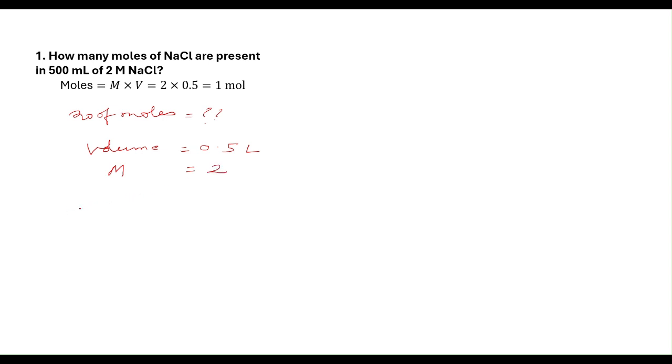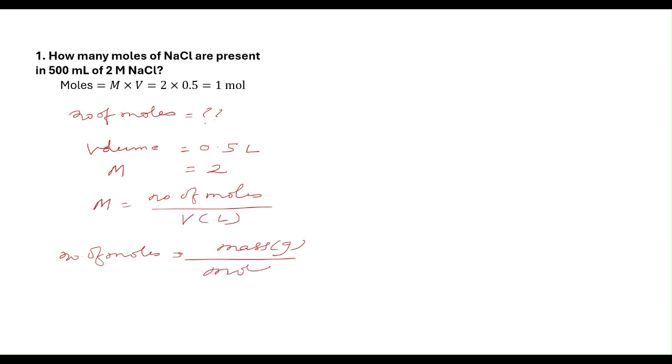Now the equations we are going to use in most cases: molarity is the number of moles over volume in liter. There is one more equation we are going to use. What is the number of moles? That is mass, expressed in gram, over molar mass. Mass is the amount which you have weighed, and molar mass is how much 1 mole of that substance will weigh.